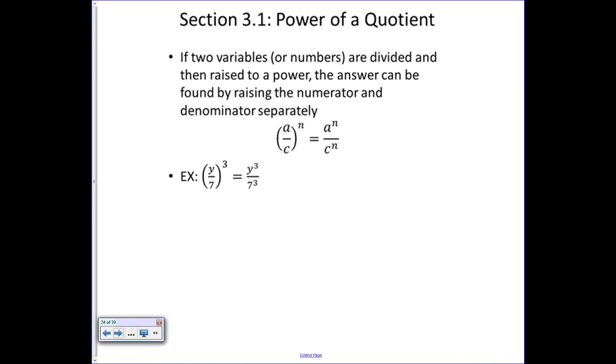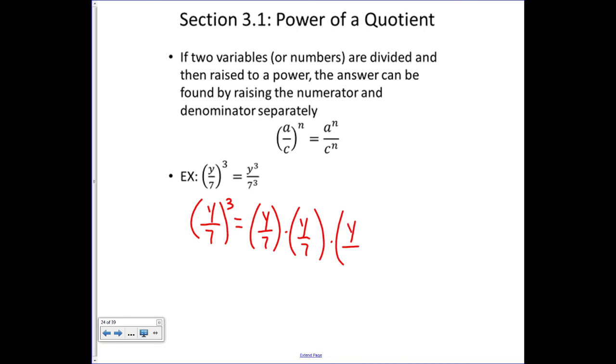So if two numbers are divided and then raised to a power, the answer can be found by raising the numerator and the denominator separately. So if we've got a fraction raised to a power, it's the same thing as the numerator raised to that power divided by the denominator. So if something like y over 7 cubed, well, that's y over 7 times y over 7 times y over 7. And y times y times y is y cubed, and 7 times 7 times 7 is 7 cubed. So raising a fraction to a power is the same thing as just raising the numerator and denominator to that power.